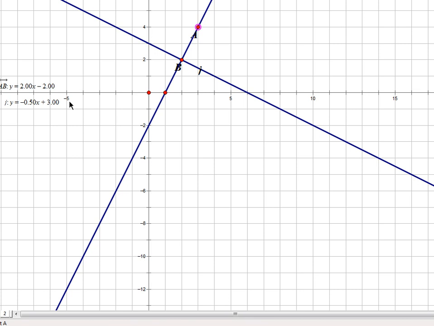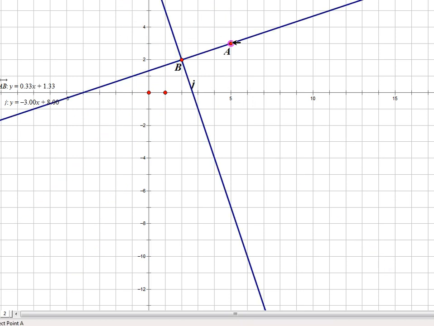So with these two equations, we have a slope here of 2 with a y-intercept of negative 2, and a slope here of negative 0.5 with a y-intercept of 3. So are these slopes the same? No, obviously not. I mean, you can look at the graph and see that they're not, okay? But there is a relationship that goes on in this equation. So I'm going to move this point around a little bit and put it there.